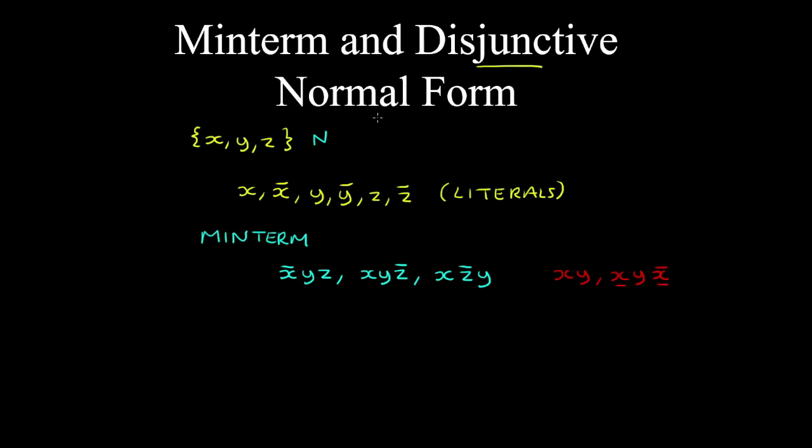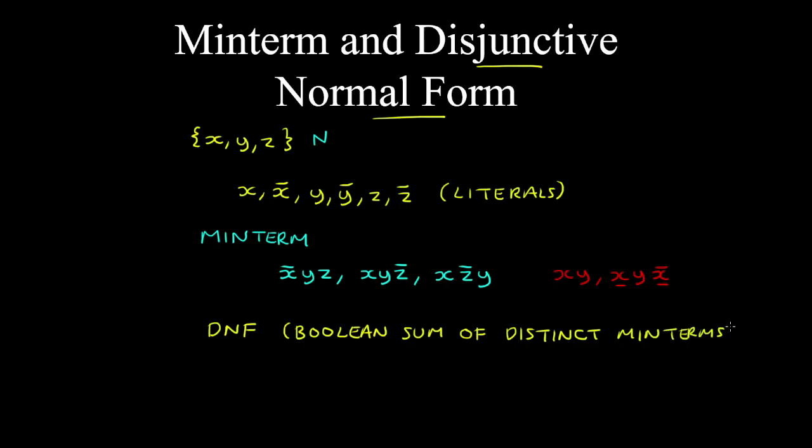Now a disjunctive normal form is a Boolean sum of distinct minterms. So for example, x and y and the complement of z, or the complement of x and y and z, or x and y and z, is a disjunctive normal form in the set x, y, z.